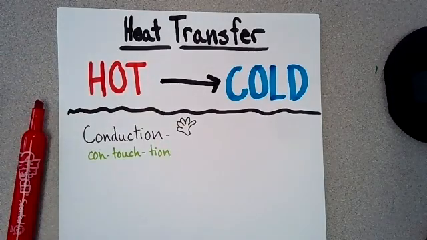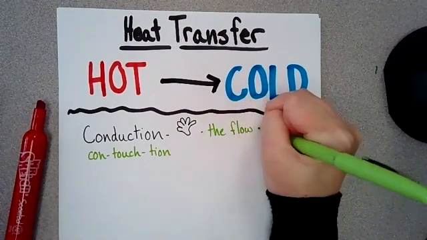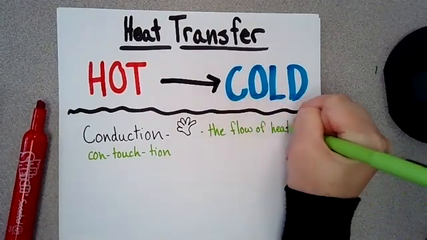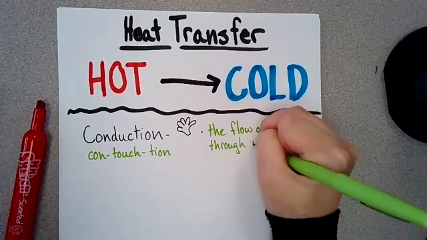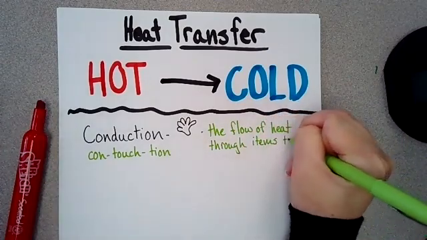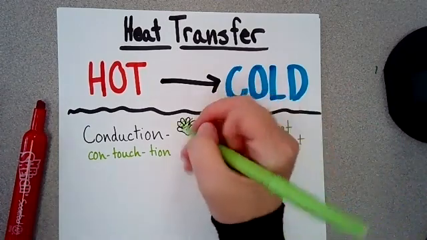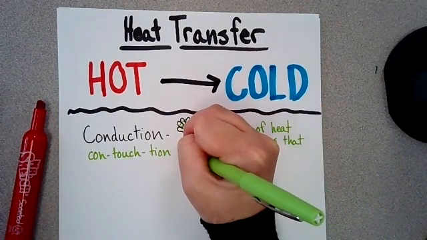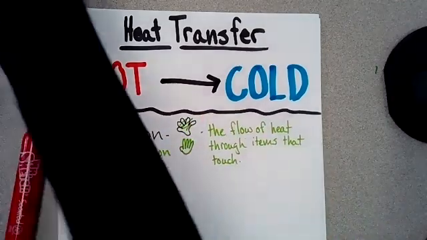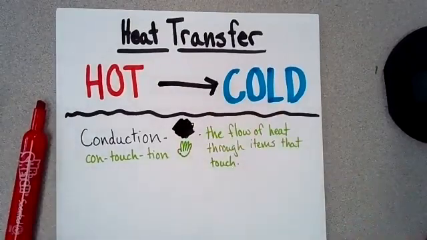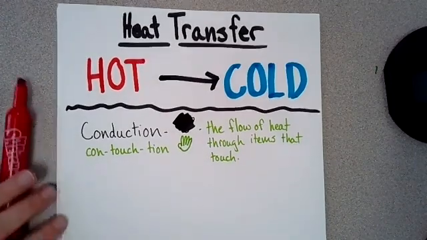So let's write down our definition. Conduction is the flow of heat through items that touch. I'm going to try again to draw a hand. We'll go a thumb along. There we go, that kind of looks more like a hand. Ignore that. It's through things that are touching, and it doesn't have to always involve fingers. So I'm going to show you some examples of this.